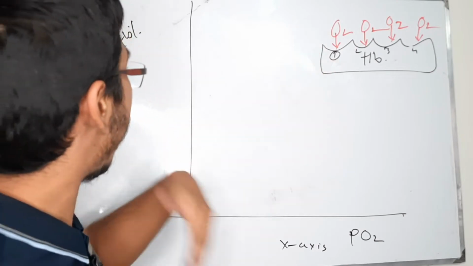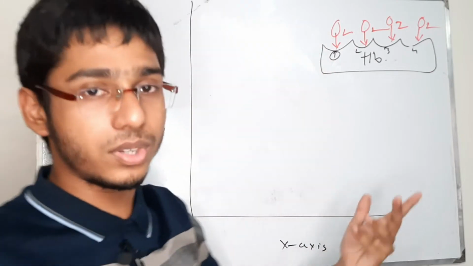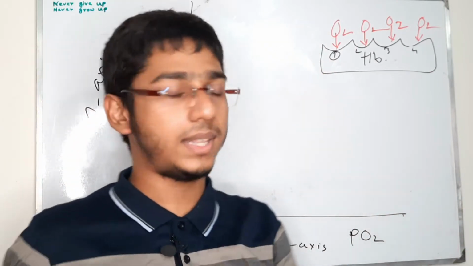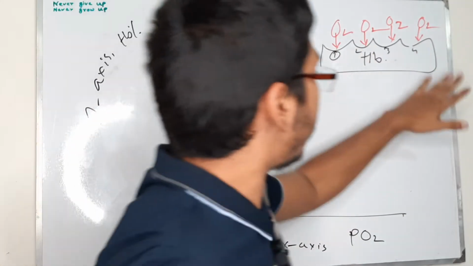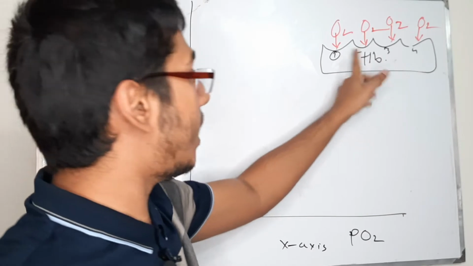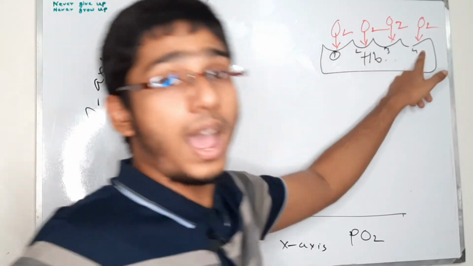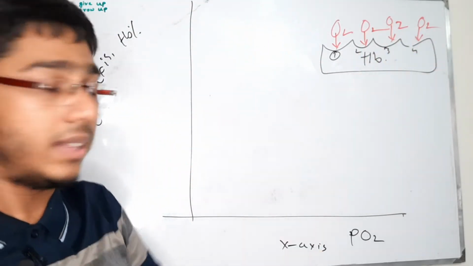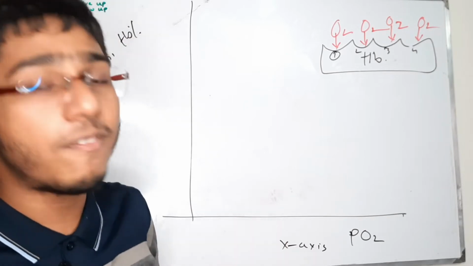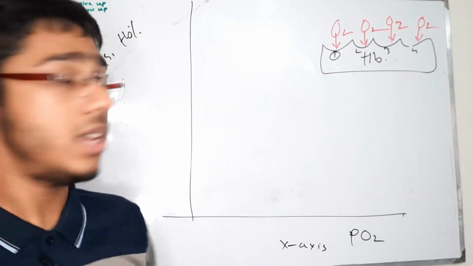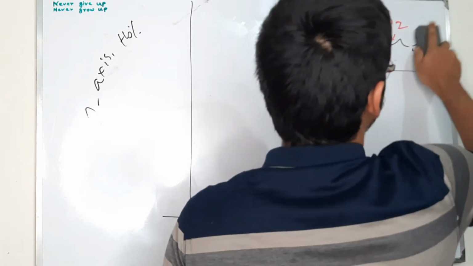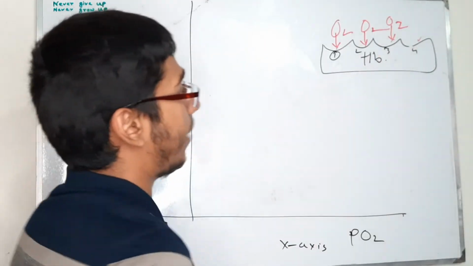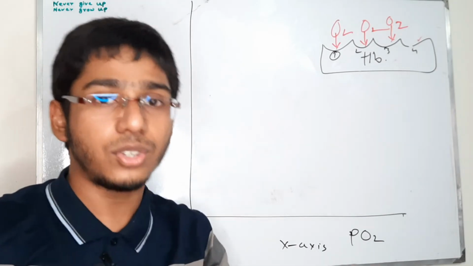Now when I say hemoglobin is 100% saturated, what do you mean by that? It means that all four pockets of the hemoglobin are loaded with oxygen. If I ask what you mean by 75% saturation of the hemoglobin, you would say that out of four pockets, three are loaded with oxygen and one pocket remains unattached with the oxygen.